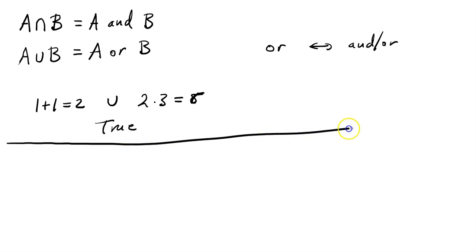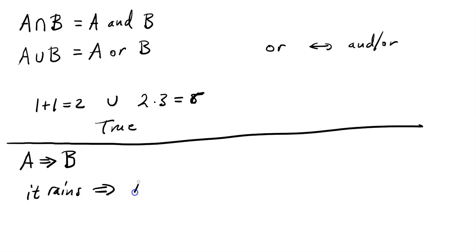Another way to combine statements is to put an arrow between them, or a special type of arrow. Arrow, I should say, not error. A, arrow, B. That means implies. A implies B. So that, for example, if we have it rains, then that implies that it's cloudy.